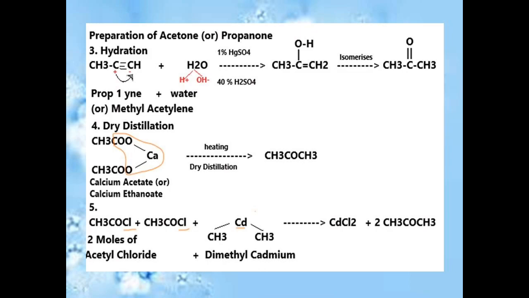The next one, dry distillation. For dry distillation, here we are going to use calcium acetate alone. That calcium acetate undergoes heating, it gives calcium carbonate. Remove the calcium carbonate, I indicated in orange color. The remaining things alone we are going to write, CH3COCH3, that is acetone.